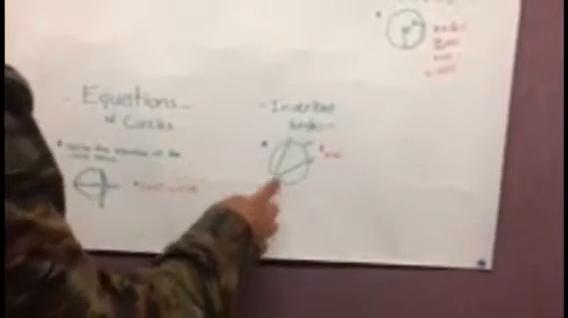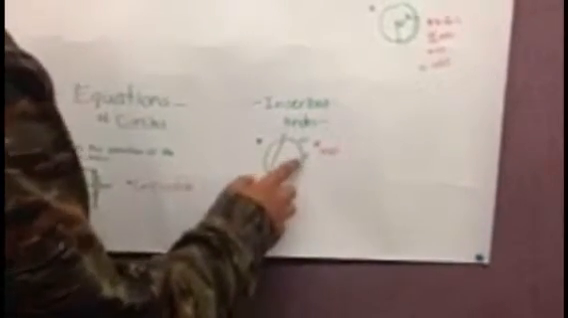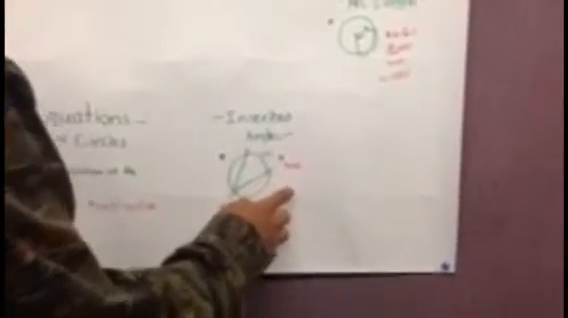To solve for our inscribed angle, we have to use the arc provided, which is 124, to find the inscribed angle x. To find that, you divide 124 by 2, and that will equal your inscribed angle, which will be x equals 62.